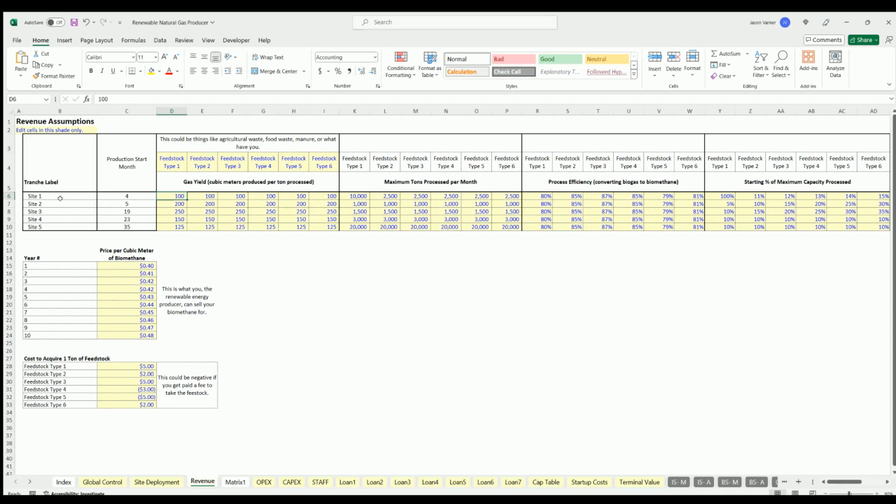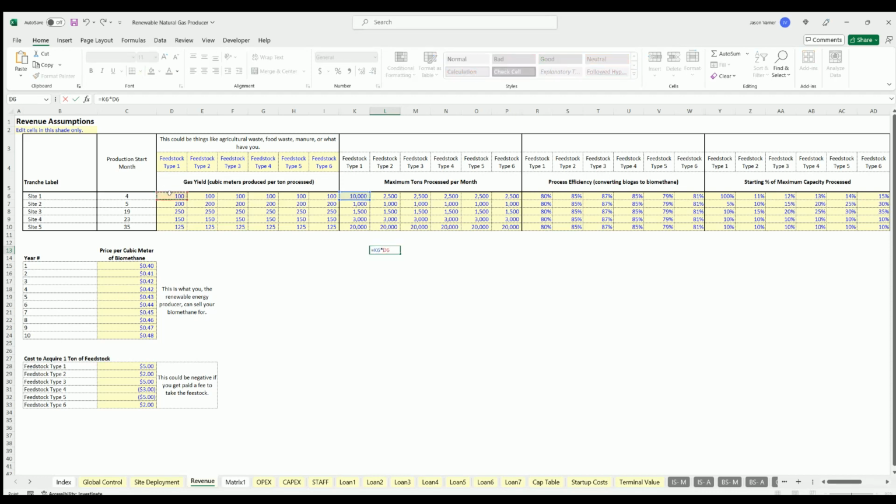Then we'll go through the top row. We define the gas yield, which is the cubic meters produced per ton of feedstock processed. So in this case, let's say I process 10,000 tons in a month, and if my gas yield is 100, that means I do 10,000 processed times 100, so we're at 100,000, or sorry, what would that be?